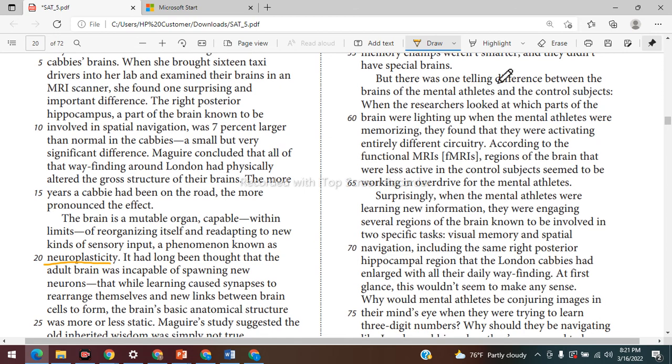But there was one telling difference between the brains of the mental athletes and the control subjects. When the researchers looked at which parts of the brain were lighted up when the mental athletes were memorizing, they found that they were activating entirely different circuitry. According to the functional MRIs, fMRIs, regions of the brain that were less active in the control subjects seemed to be working in overdrive for the mental athletes.